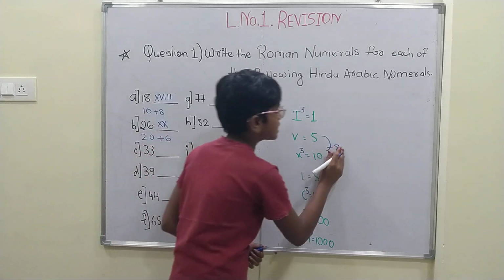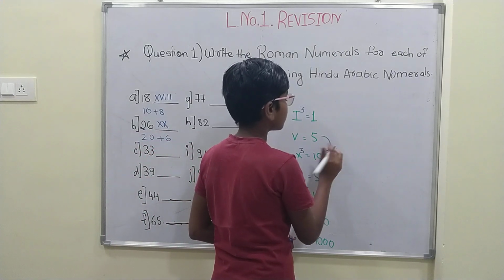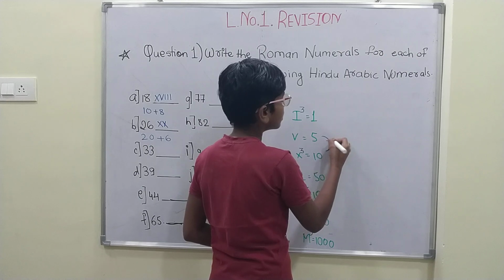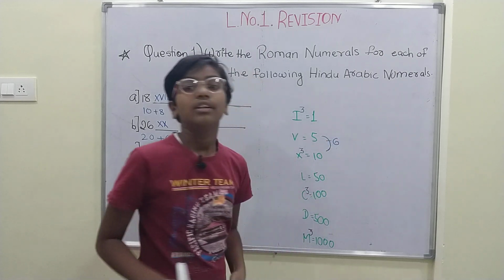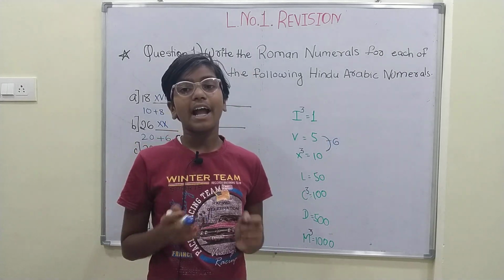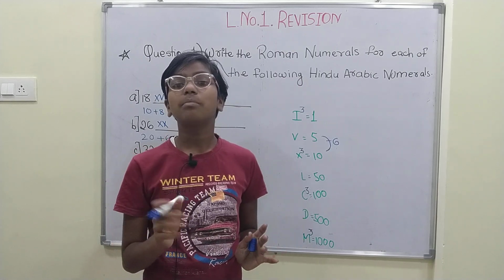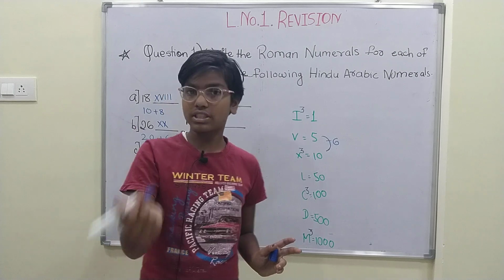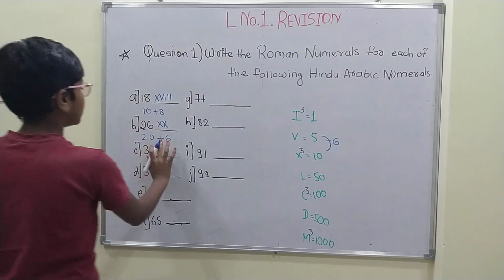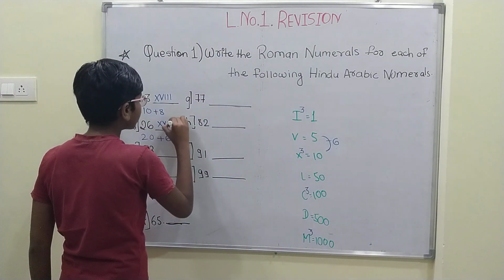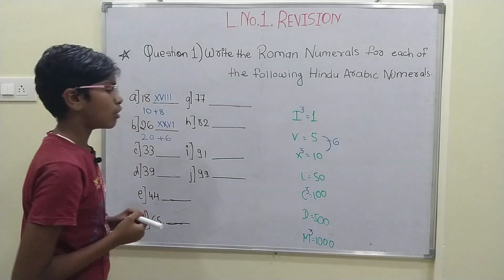I know that 6 lies somewhere here. And I know that if I add 5 as a standard unit and 1, it would be nothing but 6. So 6 equals nothing but VI. Let's move on to the next.